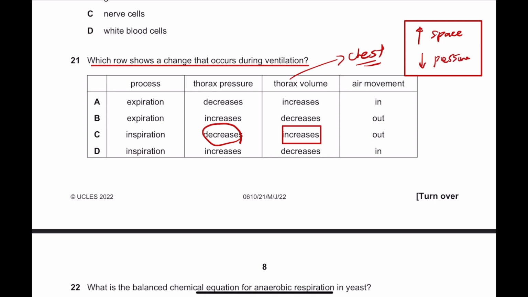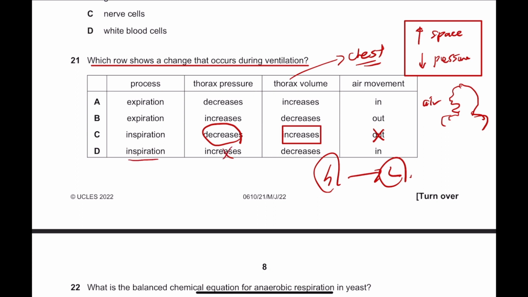Okay. Then the air moves from the outside to the inside. So air outside the body is relatively low pressure compared to the inside of the body. So air always moves from high pressure to low pressure. Hence the air movement goes in. So this is not right. And this is of course not right.